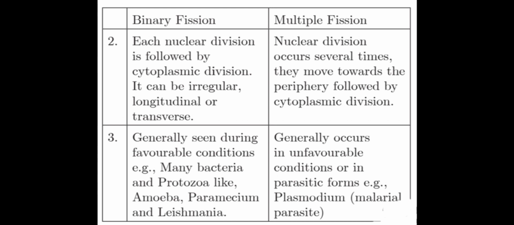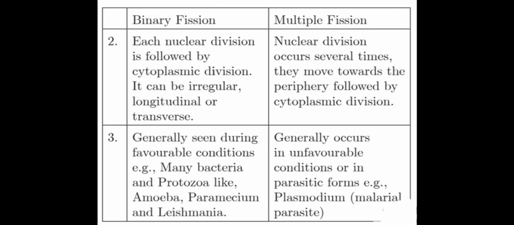In binary fission, each nuclear division is followed by cytoplasmic division. It can be irregular, longitudinal, or transverse. In multiple fission, nuclear division occurs several times.